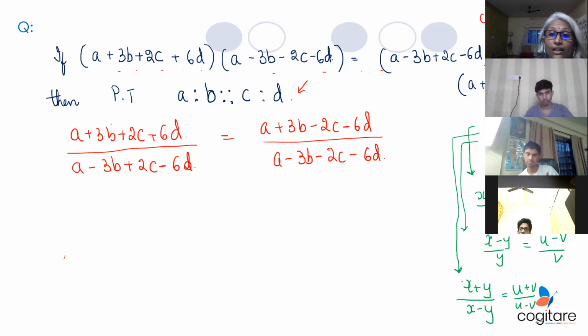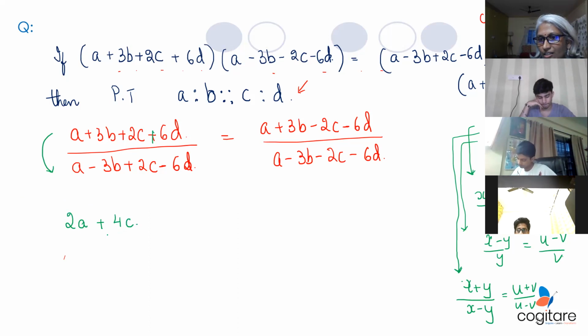So why are we doing that? Because my only chance of cancelling certain things out is by adding and subtracting. Shall we try that? Shall I try componendo and dividendo together? Yes, ma'am. Okay, so let's add, which means add numerator and denominator. What will I get? 2a, 3b cancels, plus 4c, 4d cancels out.